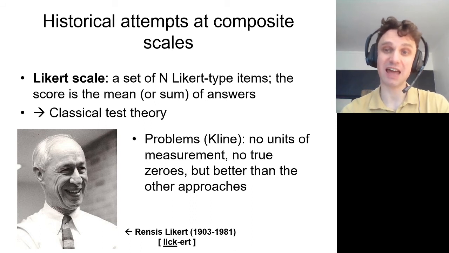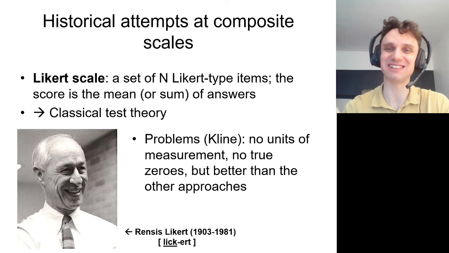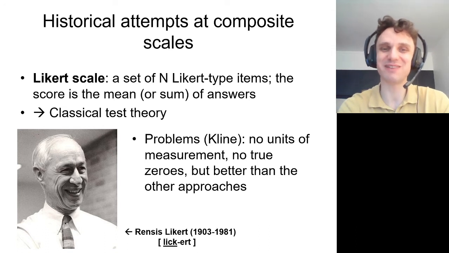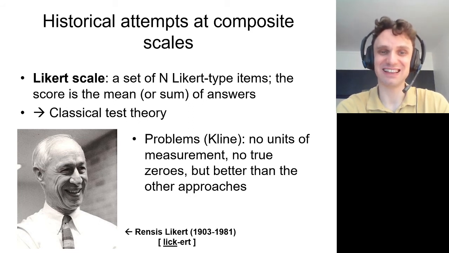Of course, this scale has also some problems. The unit of measurement is not clear. There is no absolute zero, for example, because this scale goes from 1 to 5. And even if there was a zero, it would not be clear that it would correspond to a zero amount of property being measured. But nevertheless, this scale became the basis for subsequent psychometric theorizing, and it is in application to Likert scales that classical test theory was developed.